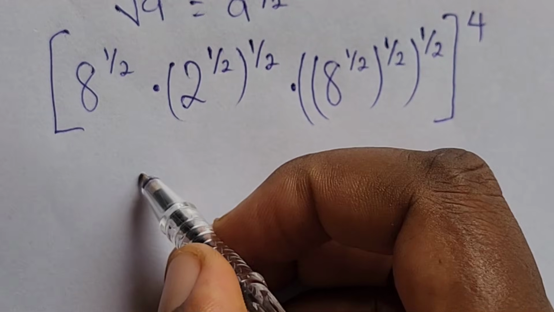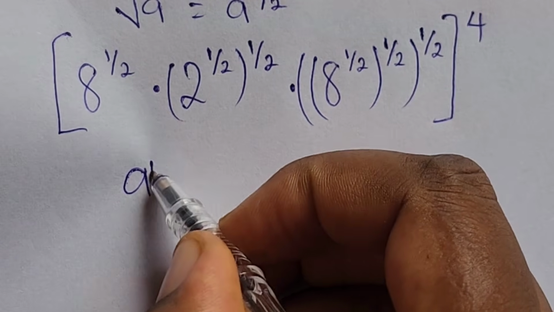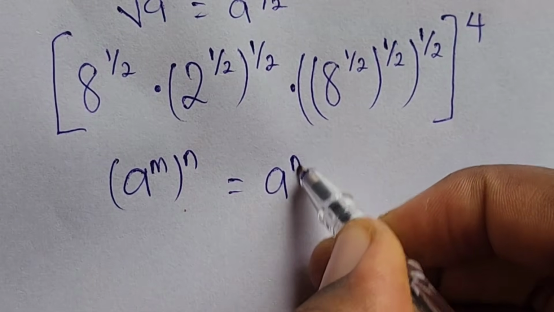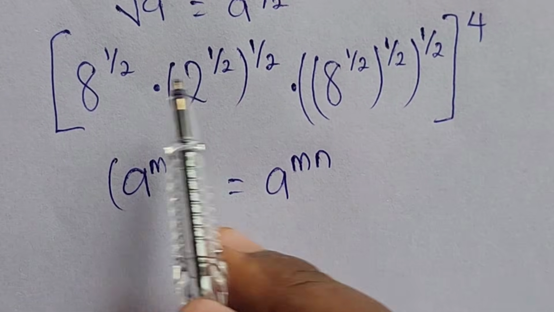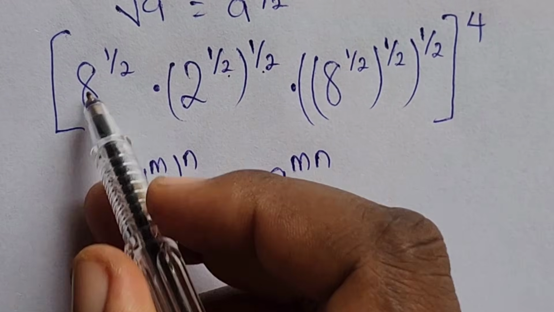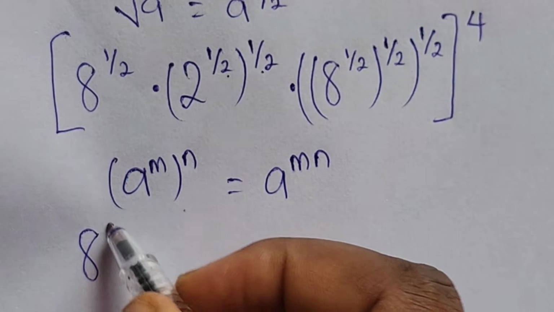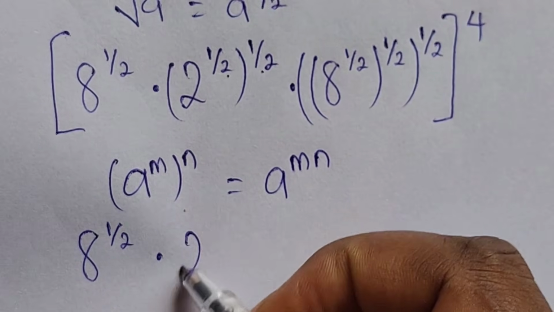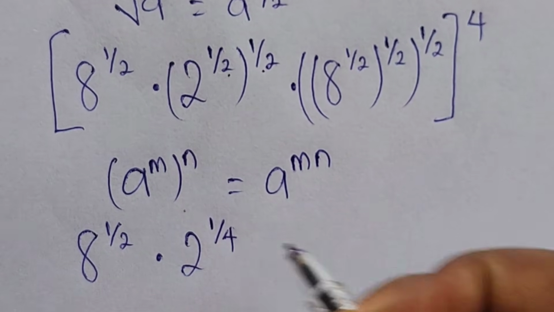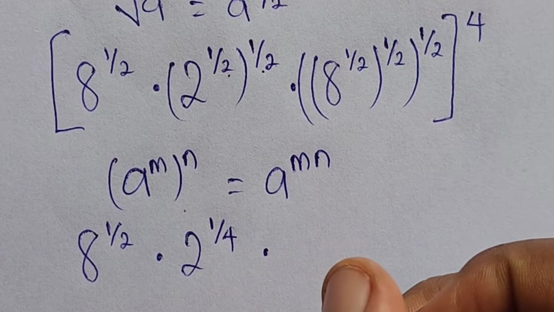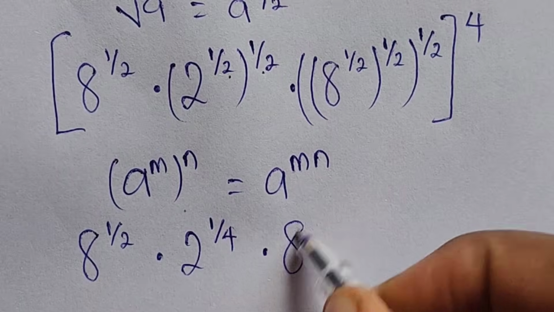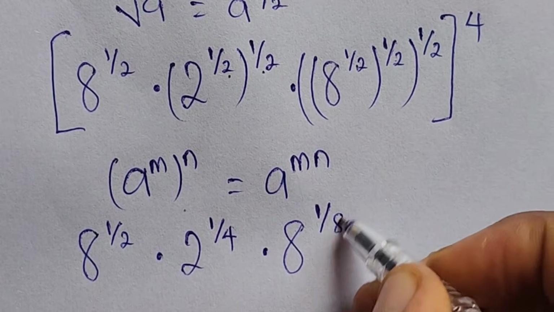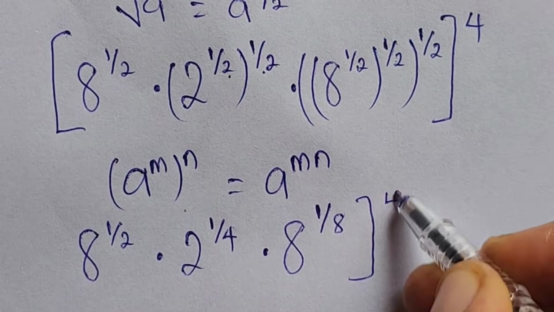So from law of indices, when I have a to the power of m further raised to the power of n, this is equal to a to the power of m times n. So we'll be multiplying the powers. We have 8 to the power of 1 over 2 times 1 over 2 times this. We have 2 to the power of 1 over 4. And we have 8 to the power of 1 over 8, all to the power of 4.